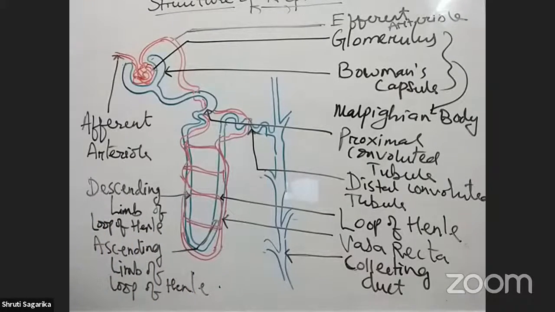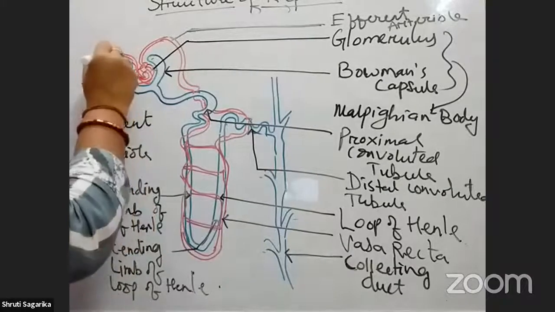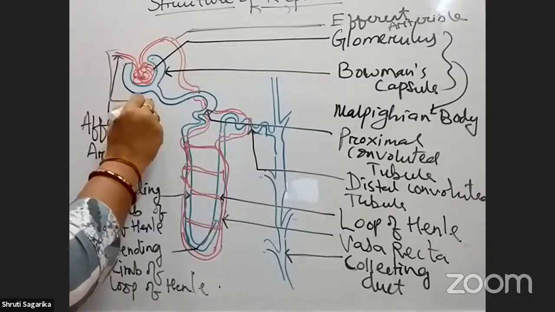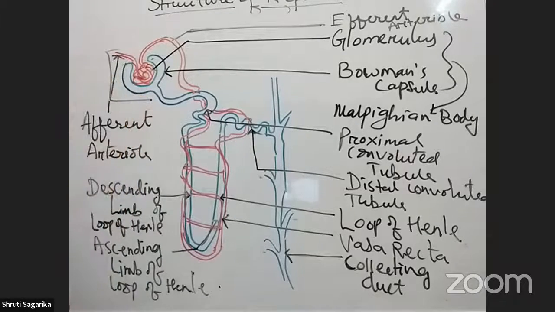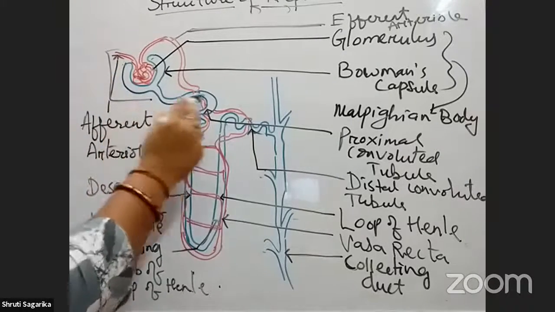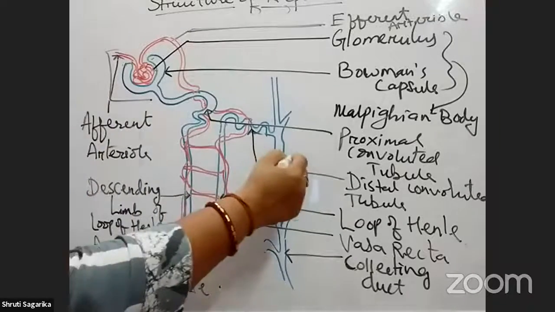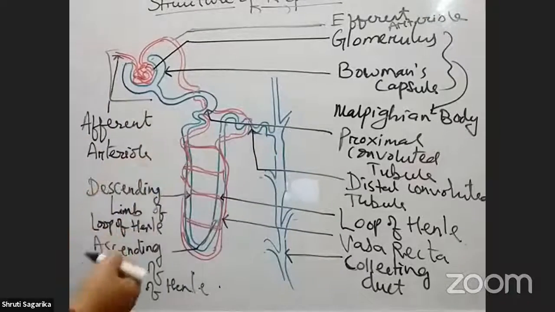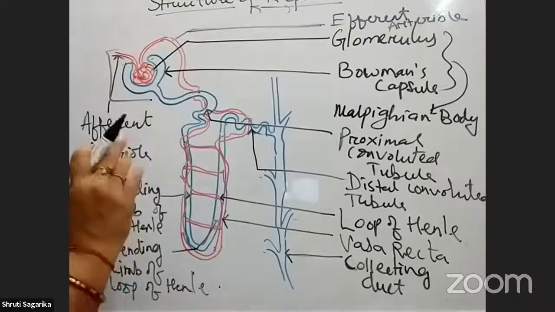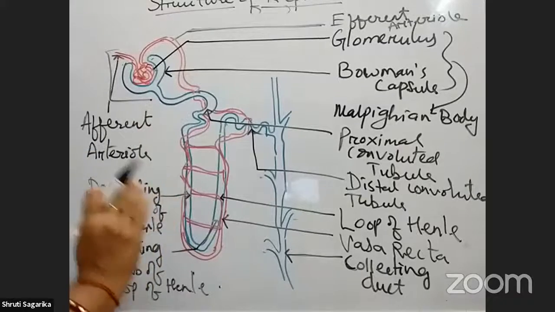So the nephron has a few important parts. One is the Malpighian body, the topmost part, right? Next comes the tubular part and then the collecting duct. It joins into the collecting duct. The tubular part has three regions. What are the three regions?